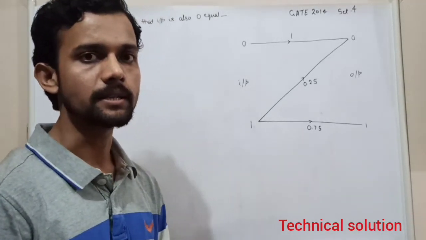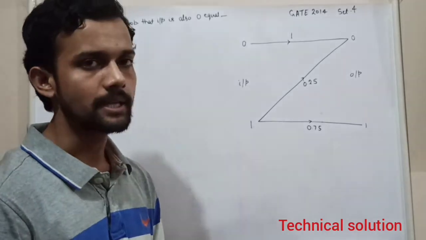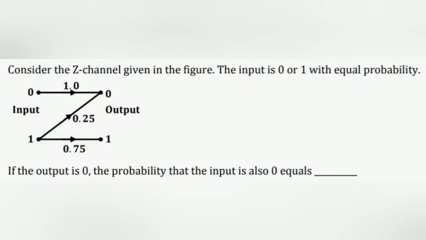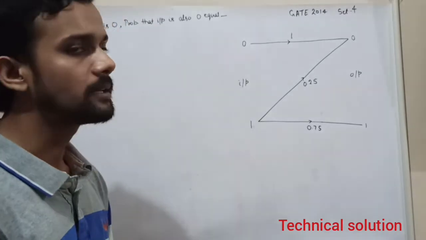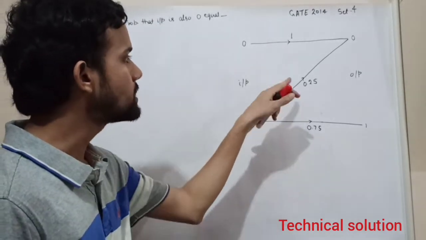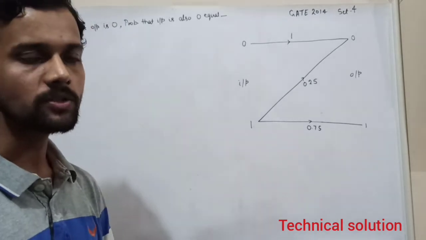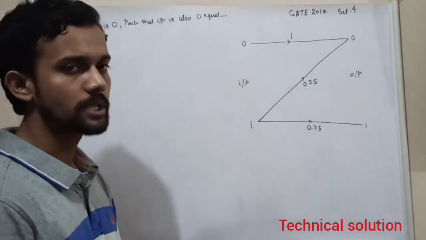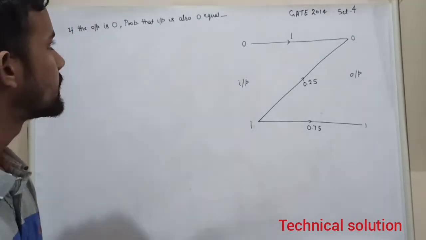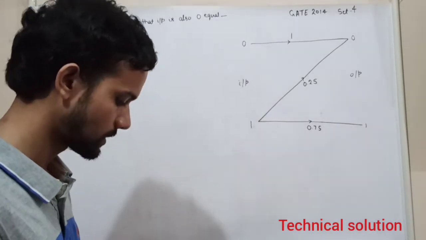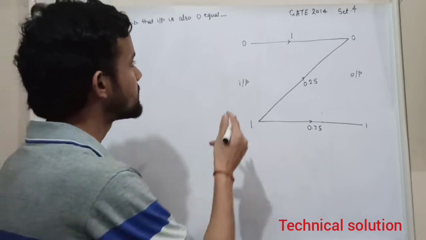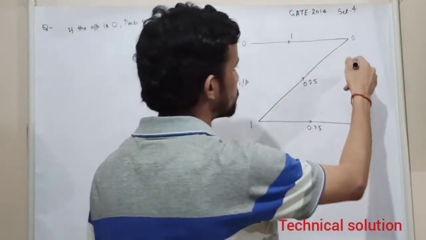This question was asked in GATE 2014 in set 4. In the question, the binary symmetric channel is given and the values are shown here. We are asked to find out if the output is 0, then the probability that the input is also 0 is equal to. In a binary symmetric channel, this is input and this is output.